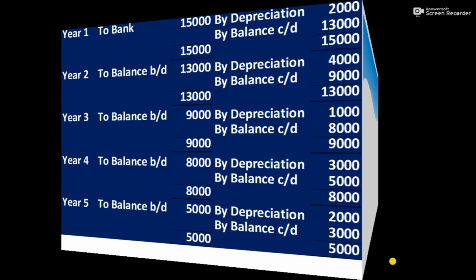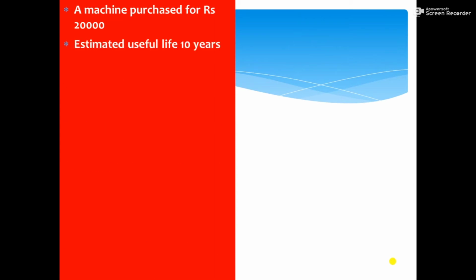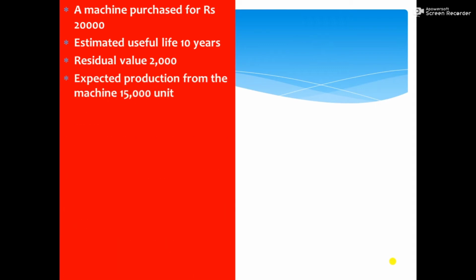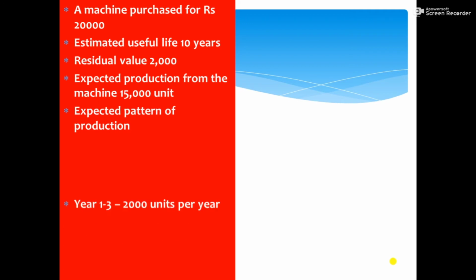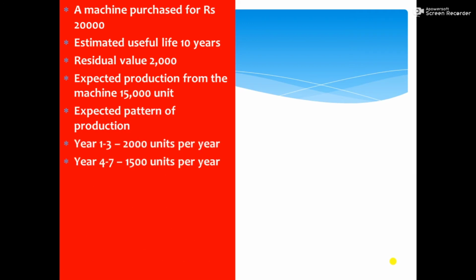We will see another example. A machine purchased for rupees 20,000. Estimated useful life 10 years. Residual value 2,000 rupees. Expected production from the machine 15,000 units. Expected pattern of production: year 1 to 3, 2,000 units per year; year 4 to 7, 1,500 units per year; year 8 to 10, 1,000 units per year.